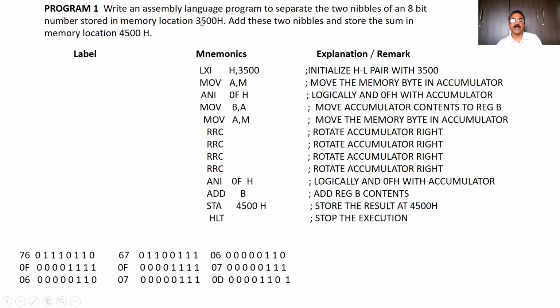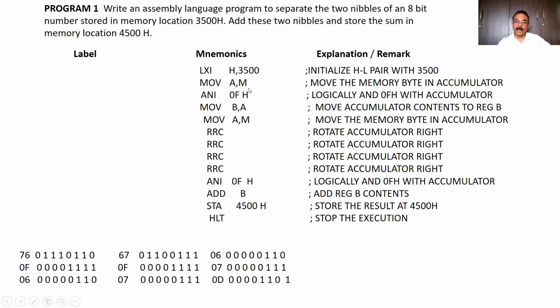And let us come to the statement. The very first statement here in this case is LXI H. Why? Because your byte is given in 3500. So LXI H, 3500H means HL pair will be loaded with 3500. And the byte which is stored at 3500, that will have to move to the accumulator, because without moving it to the accumulator, you cannot do any processing. So you'll have to move it to the accumulator.